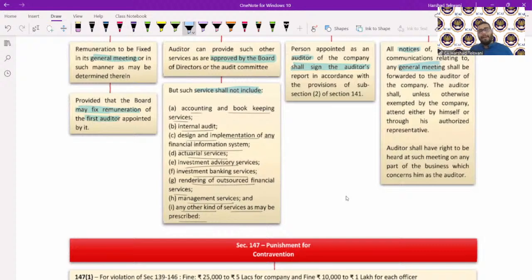Auditor is also having a right to be heard at meeting. Reason being, if any matter is related to the auditor, then the auditor will be having the right to be heard over there. Auditor shall have a right to be heard at such meeting for the businesses where the auditor is concerned.